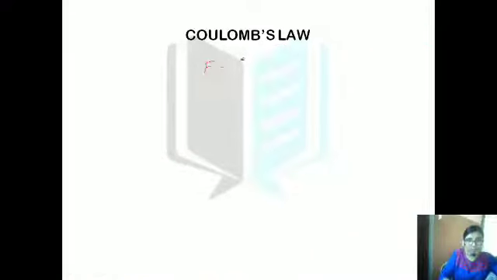F was 1 by 4 pi epsilon naught Q1 Q2 by R square. So from here, what is the unit of force? Newton. We want to find out the unit of epsilon naught. 4 pi is a constant. What is the unit of Q1? That is coulomb, into unit of charge, that is coulomb. So it will be C square by unit of R, which is meter, that is meter square.